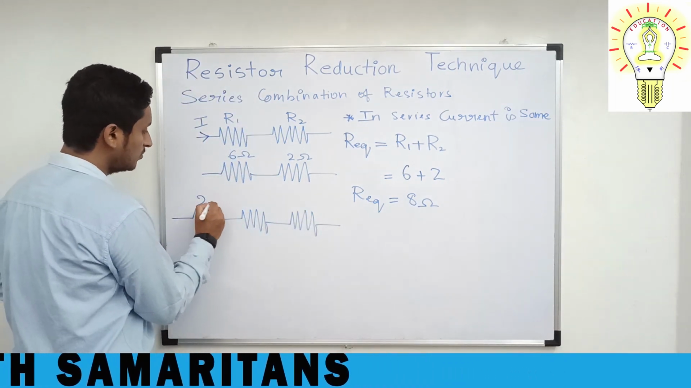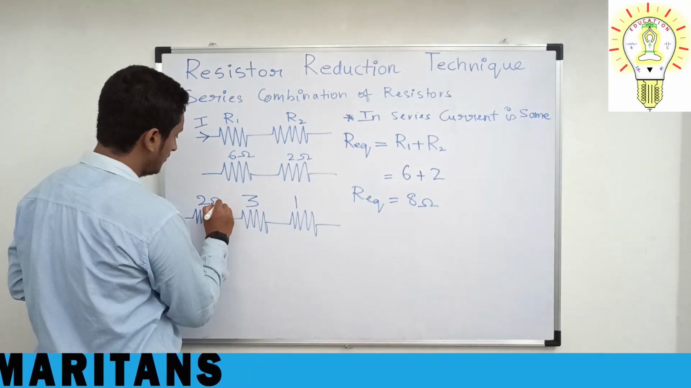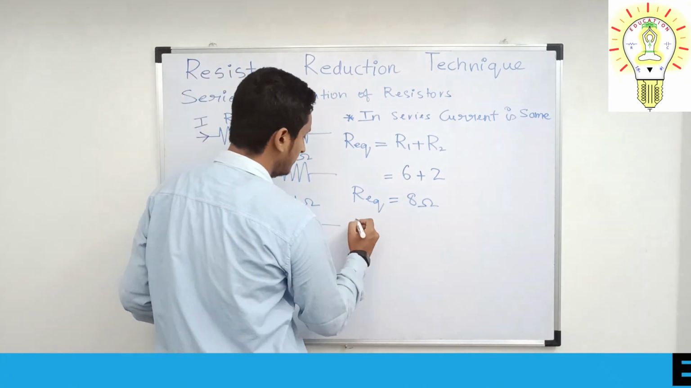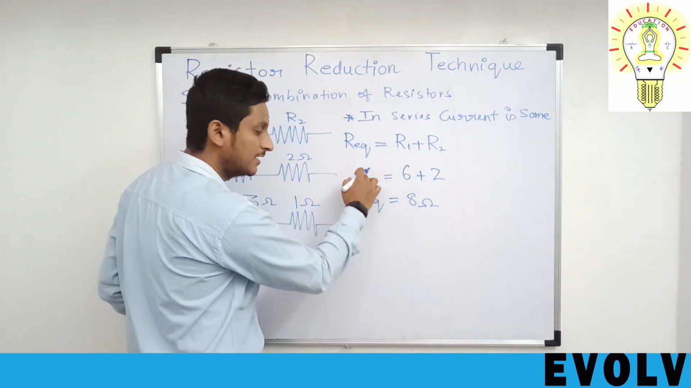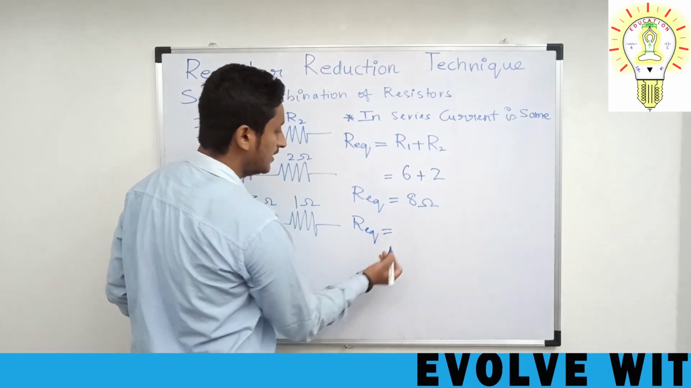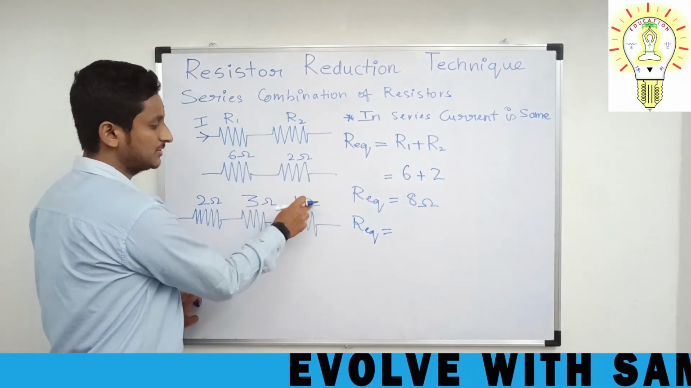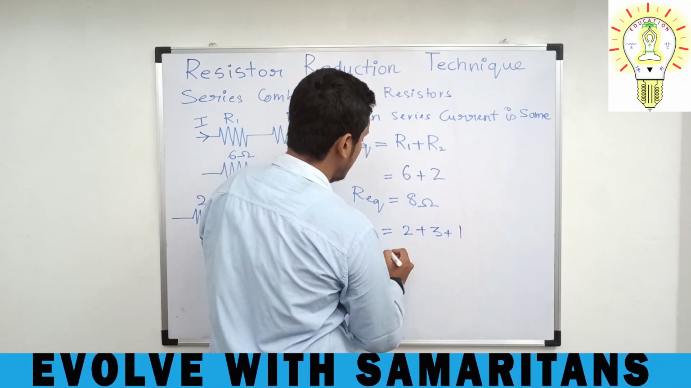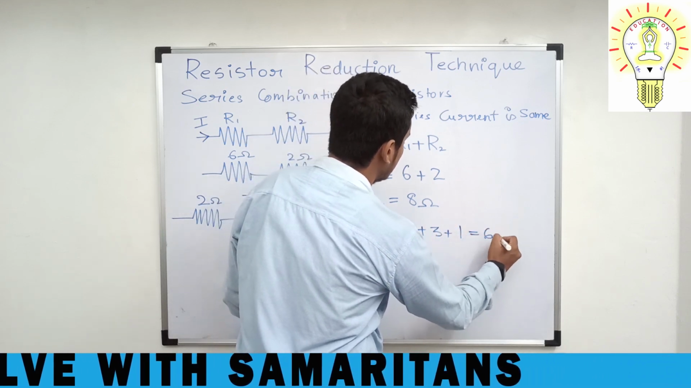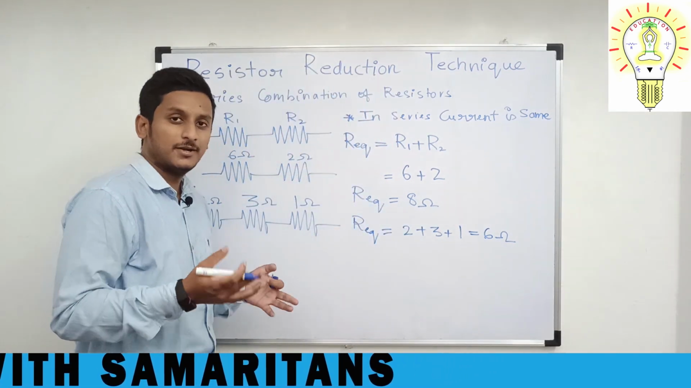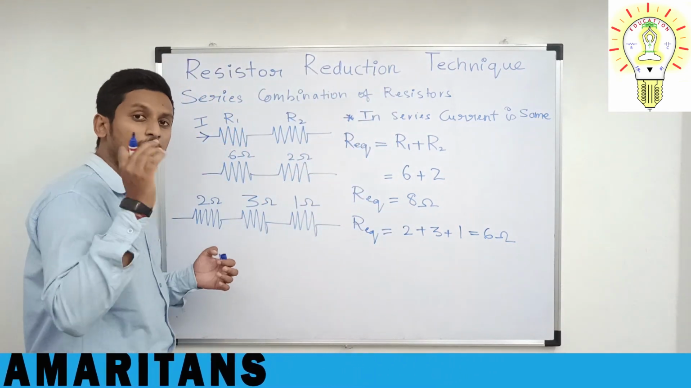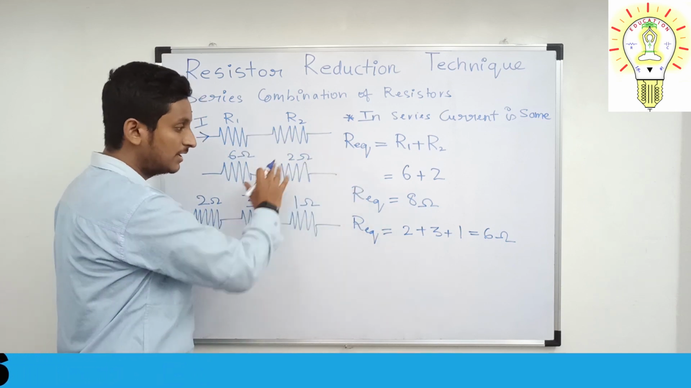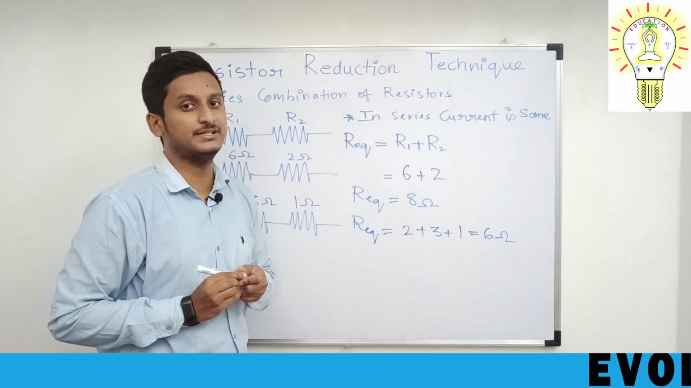Now if I take 2, 3, 1, how can we calculate the equivalent resistance? Similarly, as we have calculated here, R equivalent is equal to 2 ohms plus 3 ohms plus 1 ohm, that is equal to 6 ohm. Right? You got it? Now we will be seeing an important formula with this. So let me erase this part and I will tell you the technique related to the series connection.